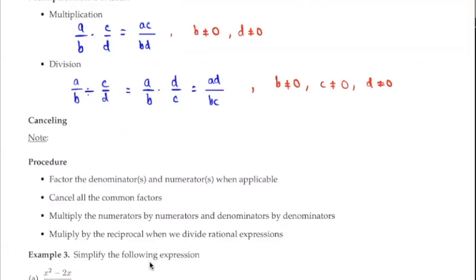For canceling again, well, I have mentioned this point earlier that you have to find the conditions before making any cancellations. Okay, find the conditions of the denominators before making any cancellations.